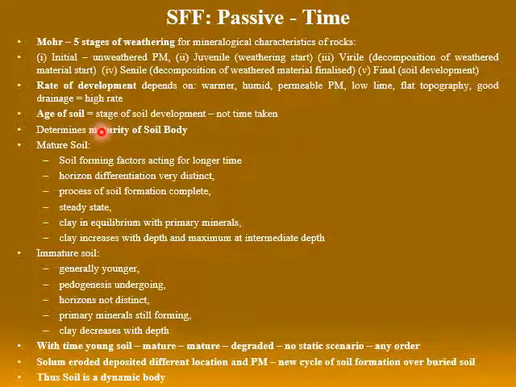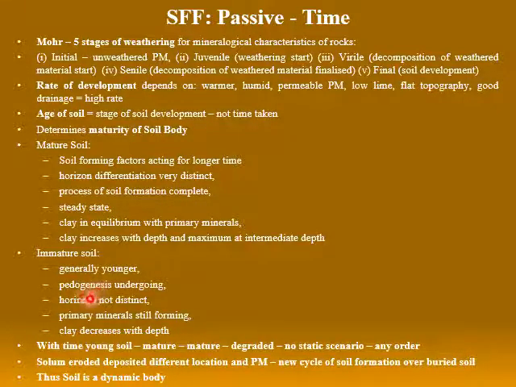So if the soil has been totally formed, which is termed a mature soil, all the horizons will be distinctly visible. And the process of soil formation is then called complete. There is a steady state, where the amount of clay in the soil is in equilibrium with the amount of primary minerals in the soil, and the clay increases with depth. So this is a mature soil scenario.